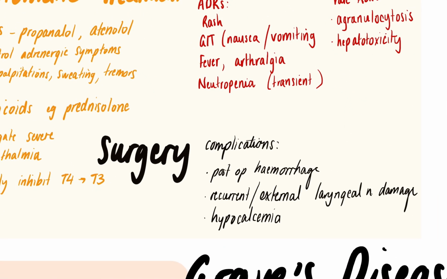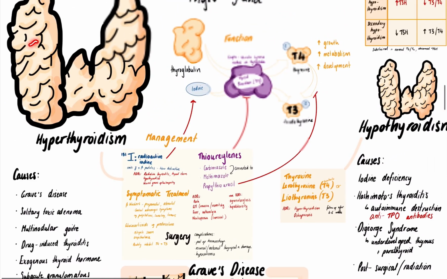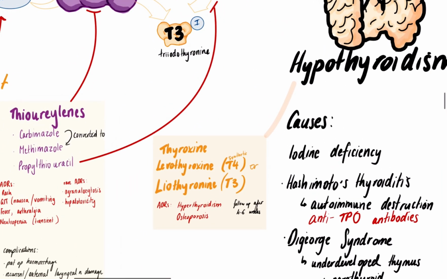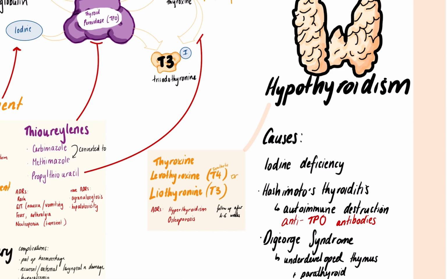However, this can lead to a bunch of complications, including post-operation hemorrhage, recurrent or external laryngeal nerve damage due to the presence of those anatomical structures in the area, and hypocalcemia, which is usually transient after the operation, but can be due to the removal of the parathyroid glands, which are little pea-shaped glands that produce parathyroid hormone and regulate your calcium levels.